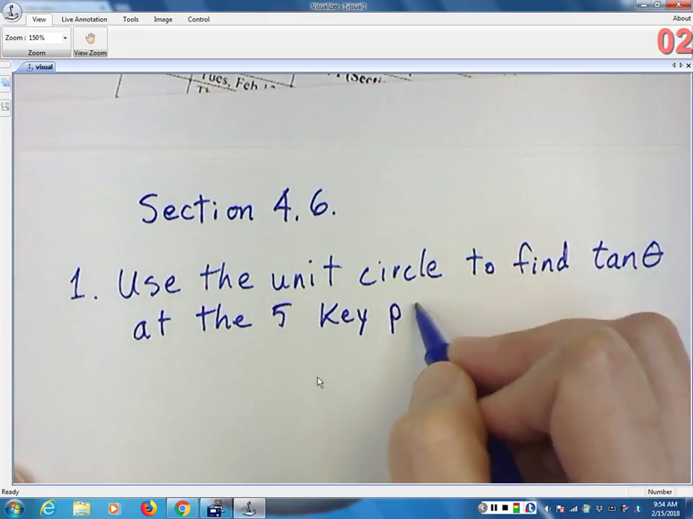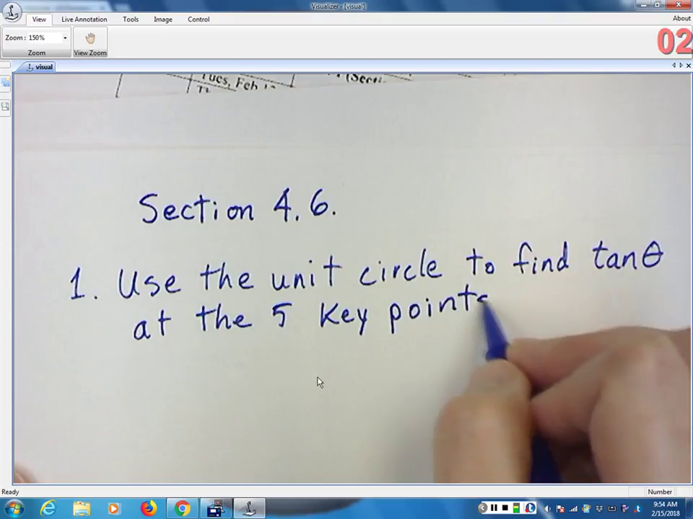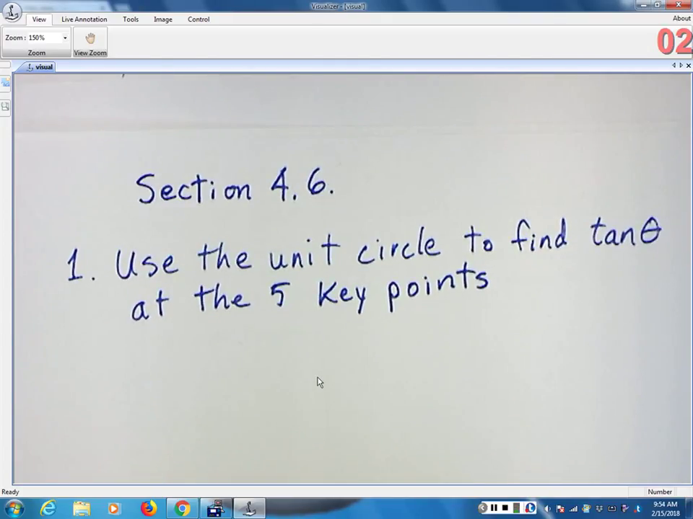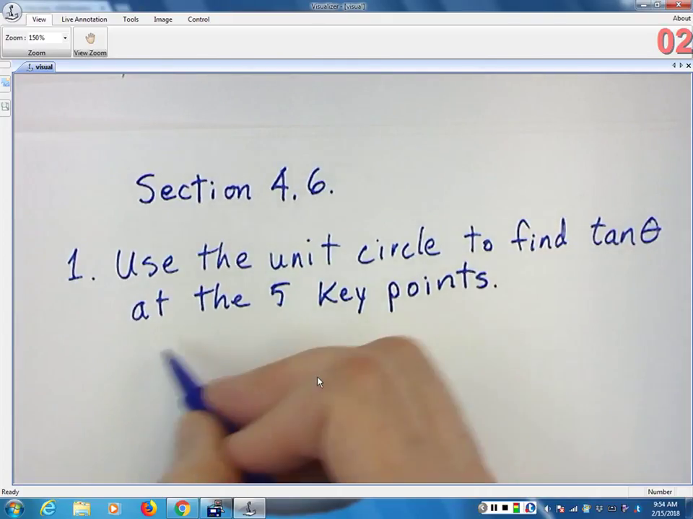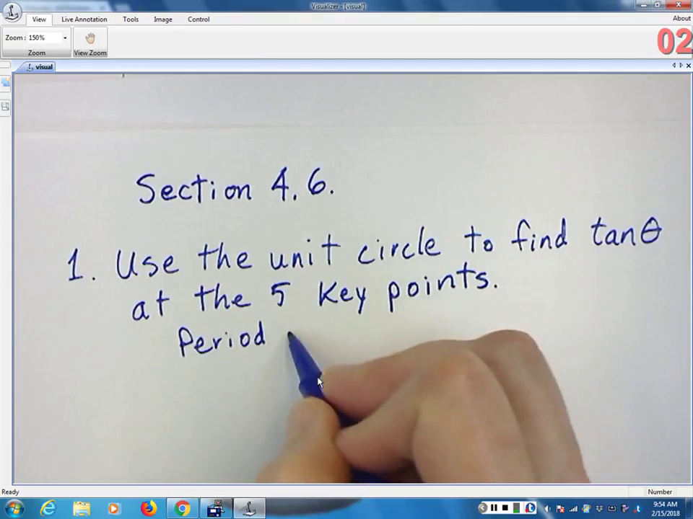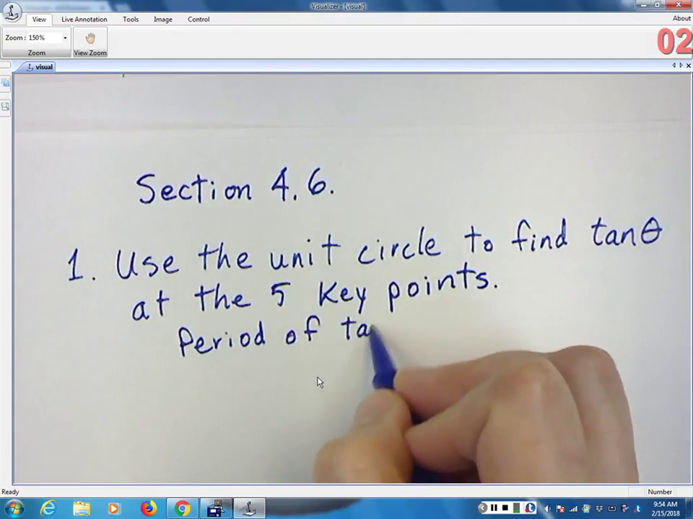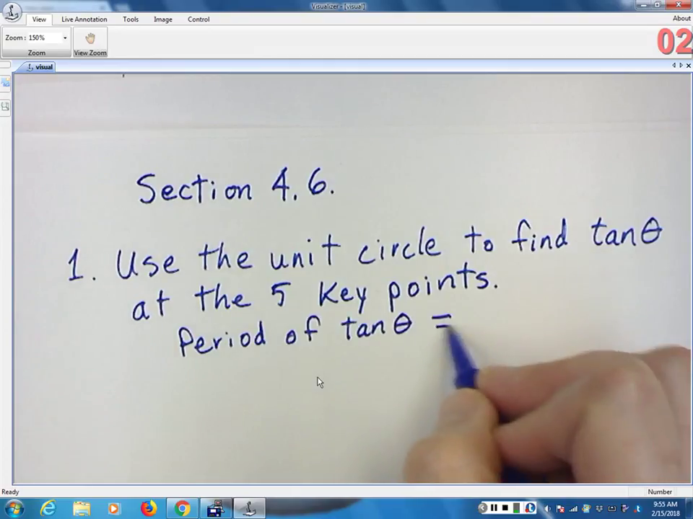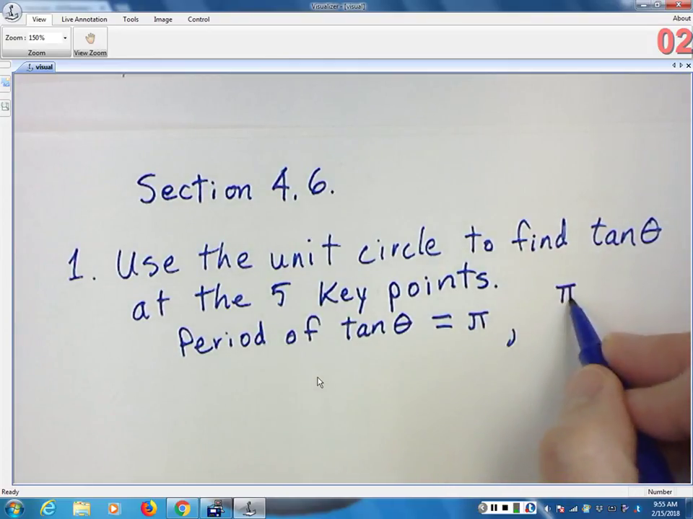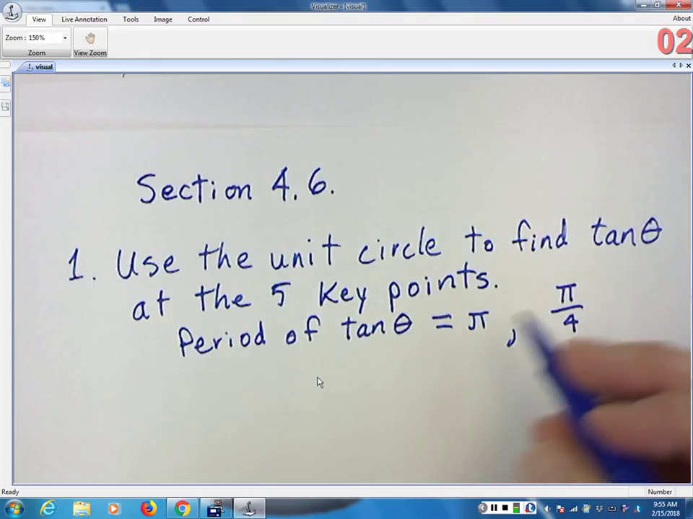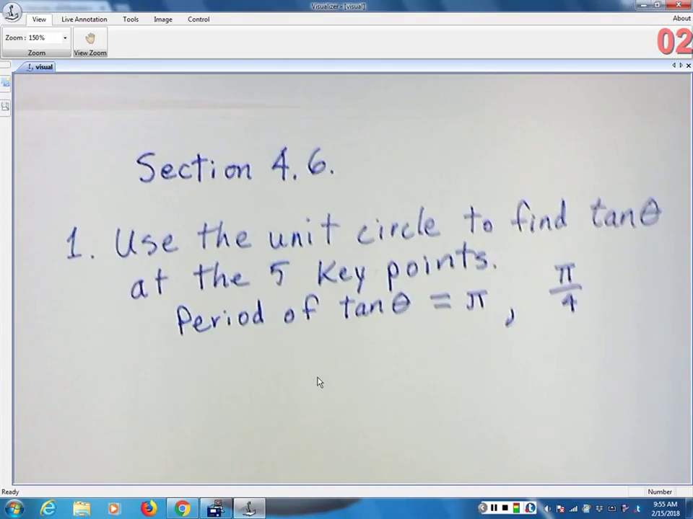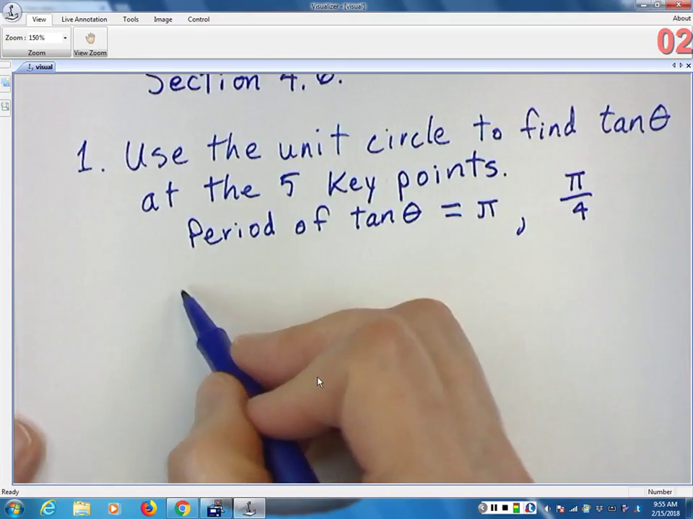Now it has different 5 key points than sine and cosine, because the period of tangent is pi. So you're going to take pi divided by 4. That's what you're going to add. So we go by pi over 4. Here's our unit circle.